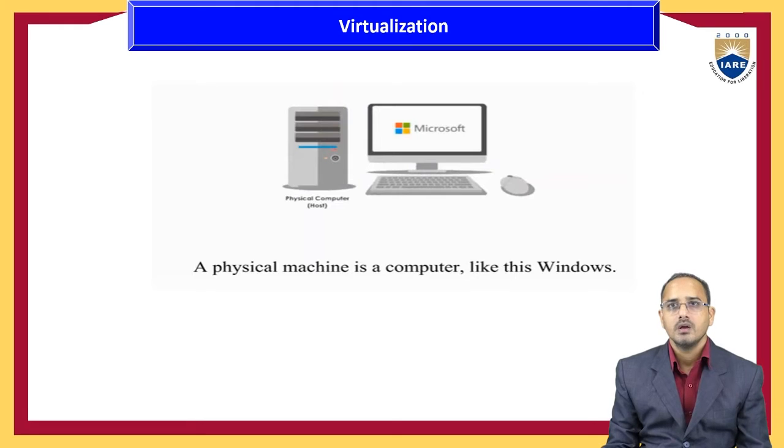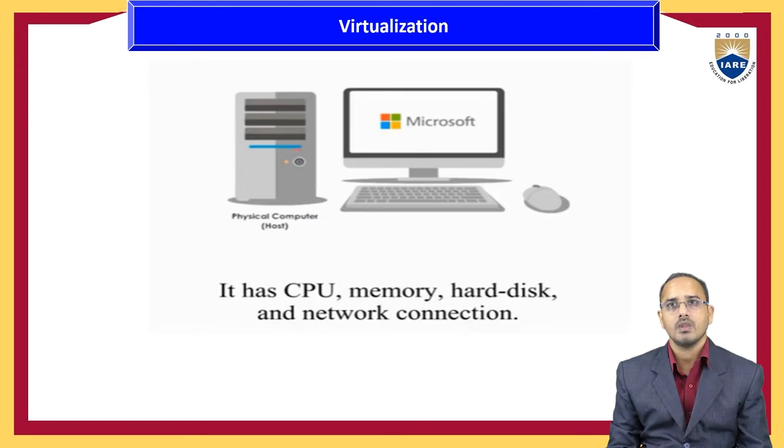So a physical machine is a computer like this, Windows. Everyone knows that a physical computer will have the CPU, the monitor, and the different peripherals, which make up a physical machine, where we call it a computer with an operating system installed. In our example, the Windows operating system is installed, and it has the CPU, memory, hard disk, and the network connection.